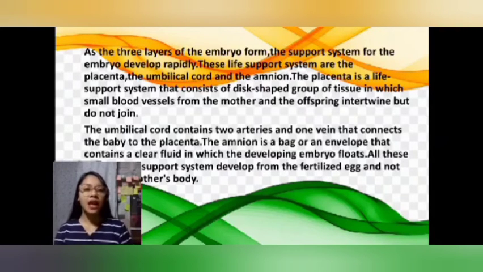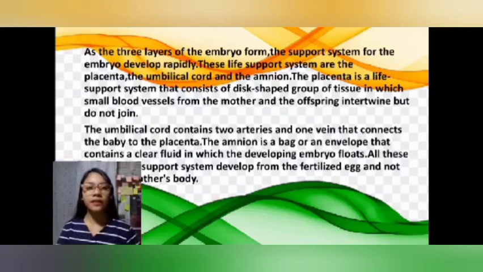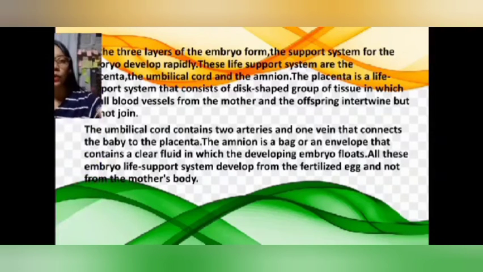The placenta is a life support system that consists of a disc-shaped group of tissue in which small blood vessels from the mother and the offspring intertwine but do not join. The umbilical cord contains two arteries and one vein that connect the baby to the placenta. The amnion is a bag or an envelope that contains a clear fluid in which the developing embryo floats. All these embryo life support systems develop from the fertilized egg and not from the mother's body.